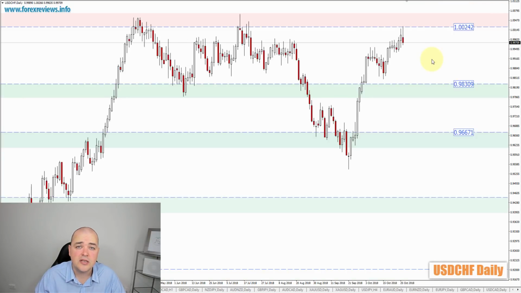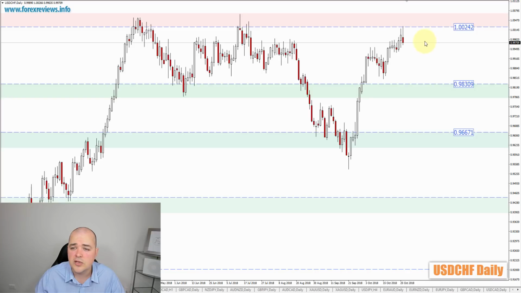Okay, next pair to cover is US dollar Swiss, and I'm on the daily chart. Late last week in price action, US dollar Swiss tested the 1.24 high area, which is this previous high area looking left. And you can see in that recent price action, the wick tested this important area.